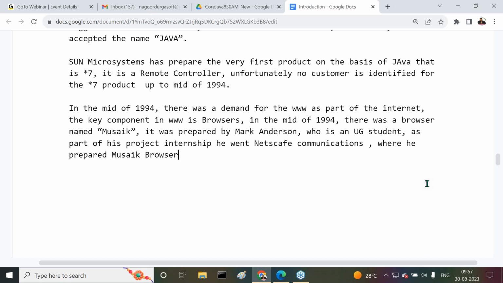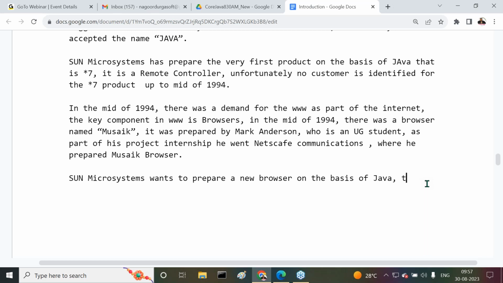Understand what I'm telling now. Anyway, I have more information also. To prepare this Mosaic browser, he took nearly $6.25 per hour, on an hourly basis. Anyway, that is a famous browser in the mid of 1994. So by seeing the demand for browsers, Sun Microsystems wants to prepare a new browser on the basis of Java.